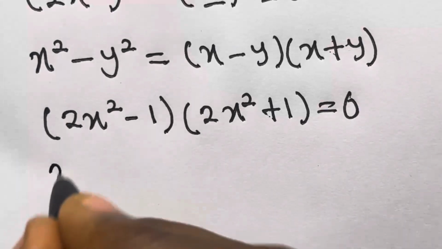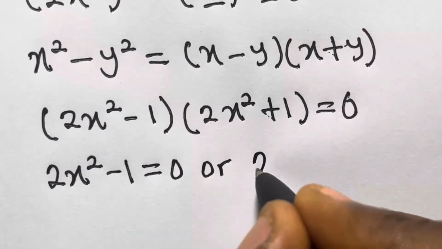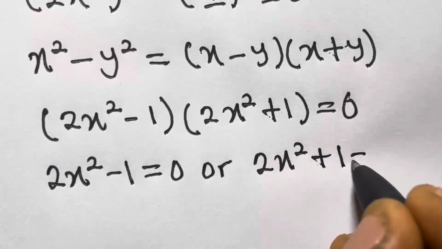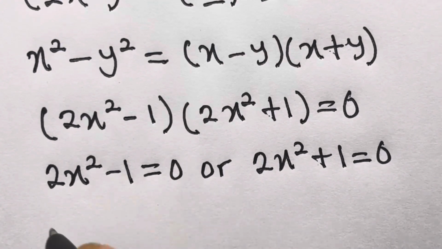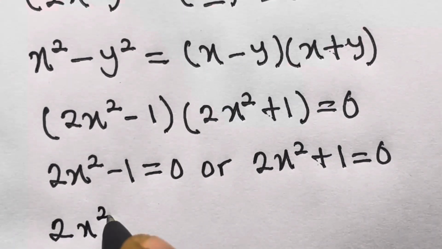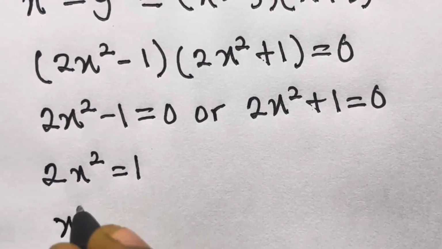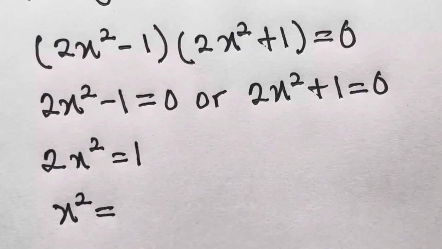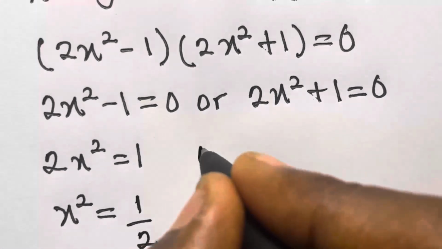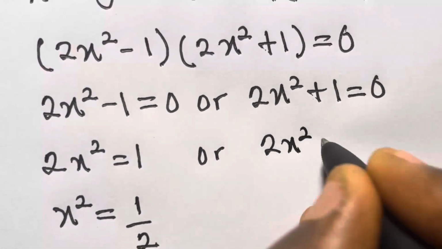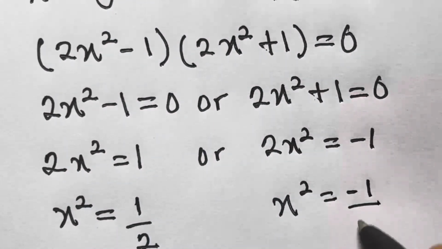We will have 2x² - 1 = 0, or 2x² + 1 = 0. So now we want to make x² the subject, so we first transfer this minus 1 to this side. We have 2x² = 1. If we divide both sides by 2, we will have x² = 1 divided by 2. And here also we have 2x² = -1, so here we have x² = -1 divided by 2.